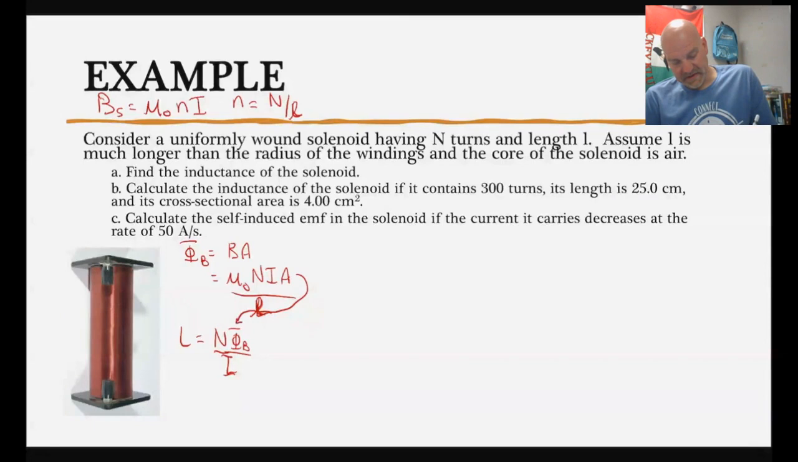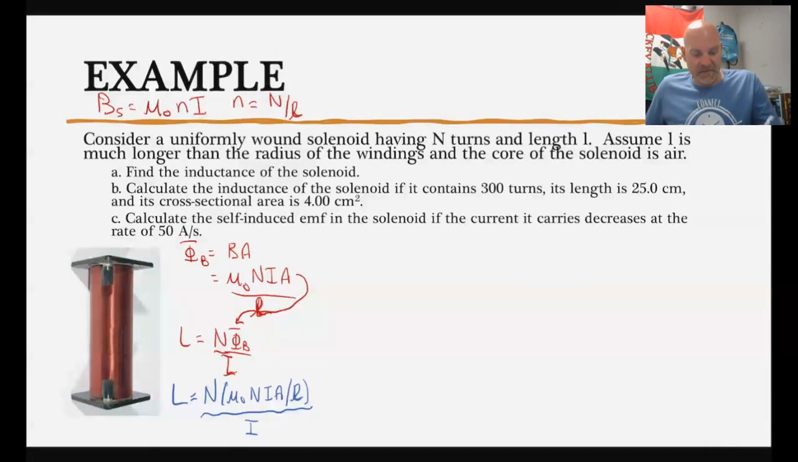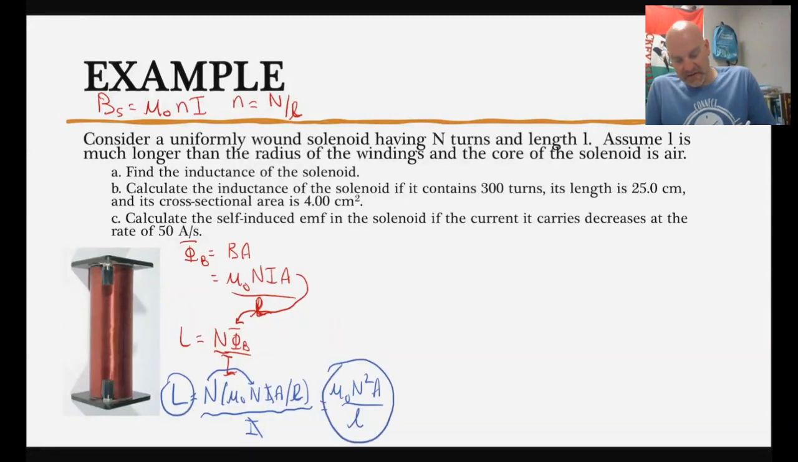So now I'm going to take this and plug it into that part of the equation. And so we get an inductance of N, the number of turns, times mu naught N I A divided by the length, divided by I. Now we just simplify. N times N is N squared. This I cancels that I. And so we end up with mu naught N squared A over l. So this is how you calculate the inductance of a solenoid.